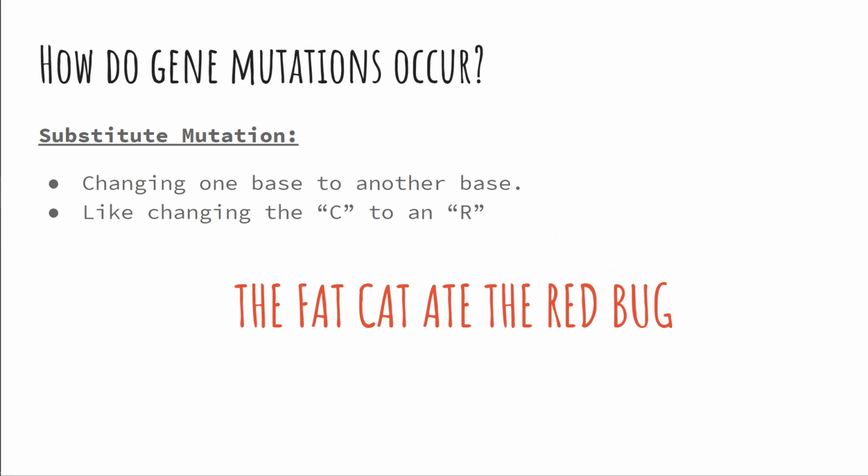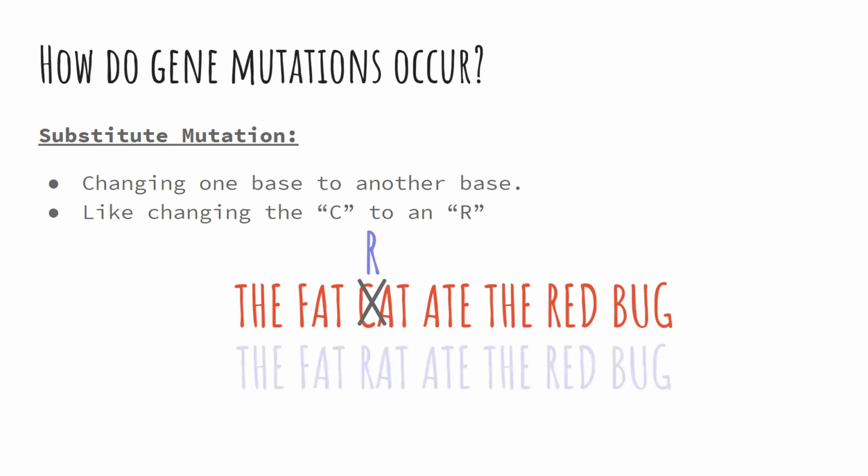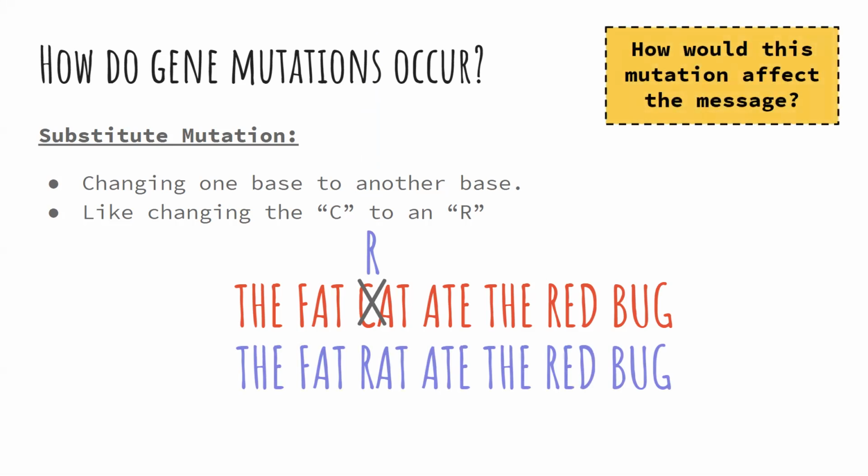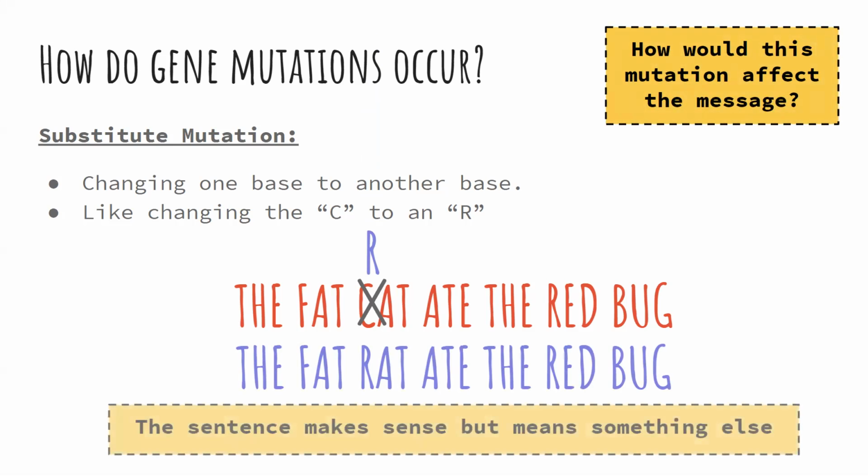Whenever you play basketball and you sub for one of your players, you're switching out. So in our sentence, a substitution would look like changing the C to an R in cat. So the fat cat ate the red bug now gets changed to the fat rat ate the red bug. So it got substituted for another base. How do you think this mutation would affect the message? Right, the sentence would make sense, but it just means something else.